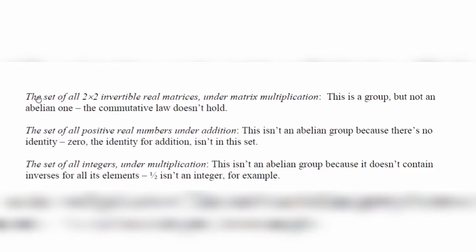Now the next example is the set of 2 by 2 invertible real matrices under matrix multiplication. This is a group, but not an abelian one because the commutative law doesn't hold. Next one is the set of all positive real numbers under addition. This isn't an abelian group because there's no identity 0. The identity for addition isn't in this set of positive real numbers. Now the next one is the set of all integers under multiplication. This isn't an abelian group because it doesn't contain inverses for all its elements. Negative half isn't an integer.